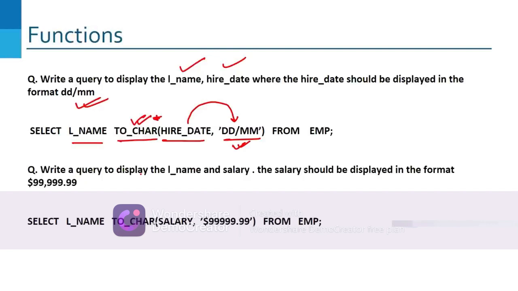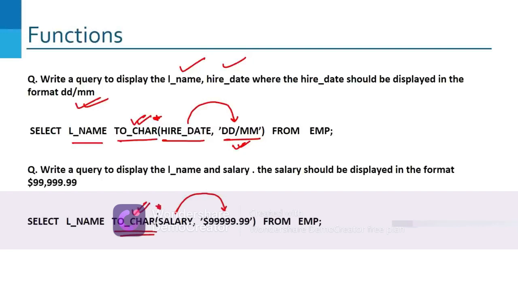Let's say write a query to display name and salary. The salary should be displayed in the format of $99,999.99. What is this? Salary, you already know that's a number. Now I want to represent it as a character because I have a dollar sign here. Can you see? And a dollar sign can't be counted in a number. So we are changing it to character. So we are using toChar.